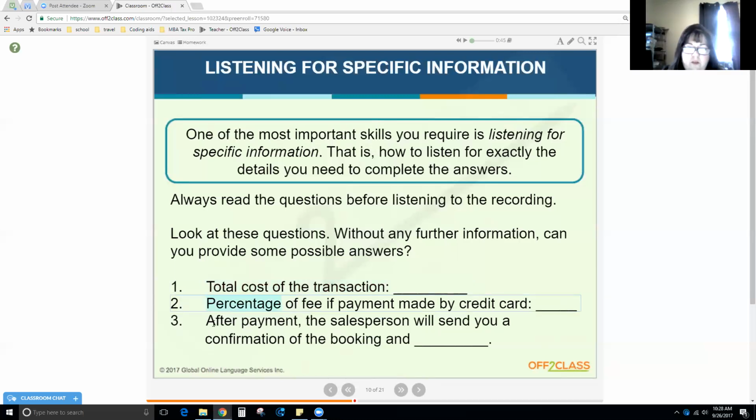And after the payment, the salesperson will send you a confirmation of the booking and what might go there. And the receipt? Receipt, sure. Okay, so let's go ahead and listen for those things.